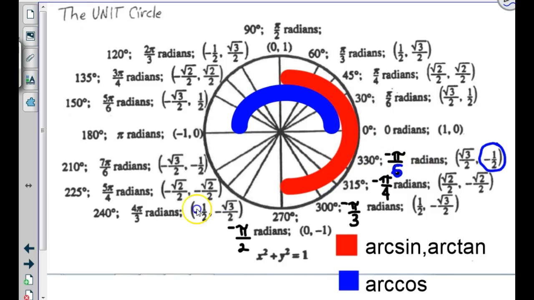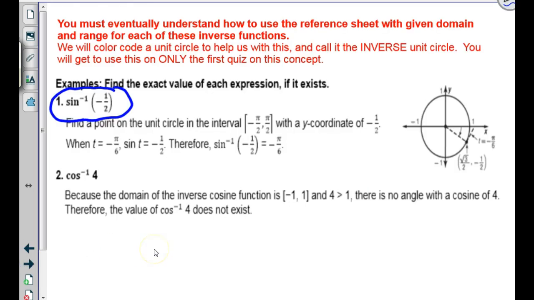All right, the second question is something they ask a lot of on the worksheet. Where's the cosine of 4? The cosine can only be between negative 1 and 1 if you remember the cosine graph, so therefore this is not possible.